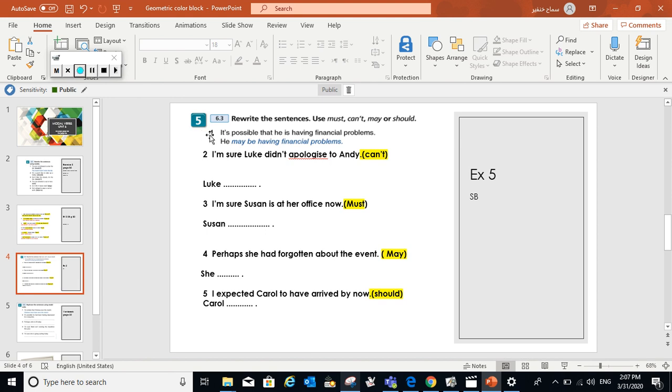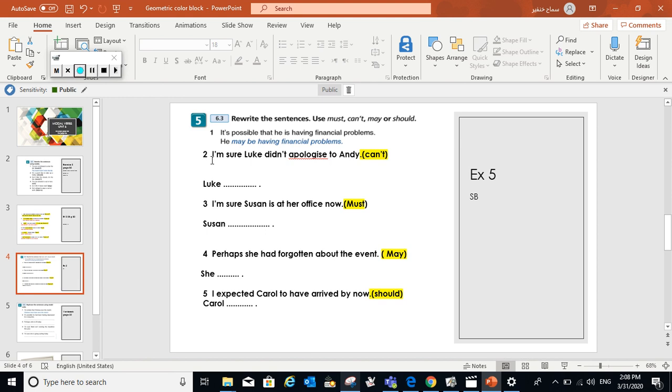Sorry, it's possible that he is having financial problems. So it's possible, it's replaced by may. So he may be. This is the verb in the base form. From where did we get this verb? He may be. You see, is, this becomes be. And then you should write the rest of the sentence as it is with no changes. So he may be having financial problems.